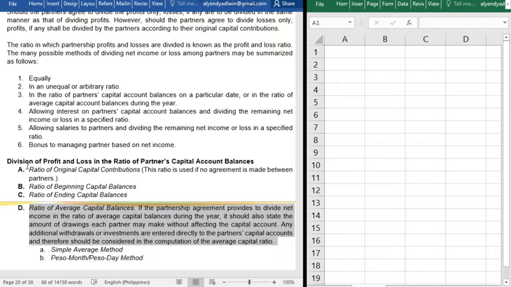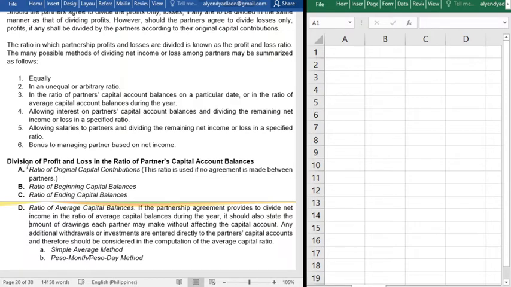So actually, the average capital ratio is a more justified basis in the profit and loss allocation that is based on the capital account balances, because we are going to find the average of the capital, and we're going to consider the withdrawals, unlike the original, beginning and ending capital, in which we are only to base it on a particular date.